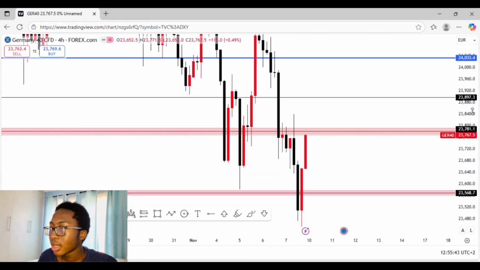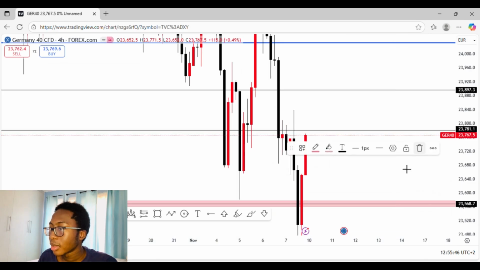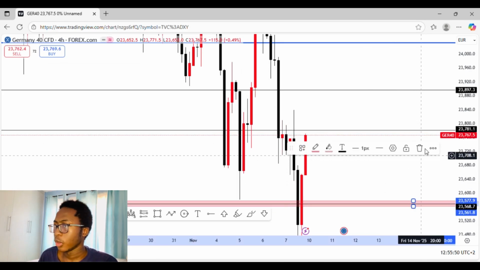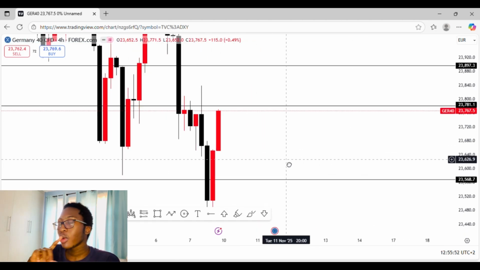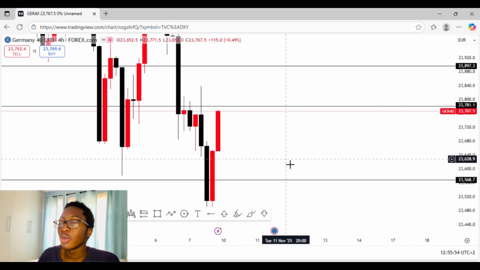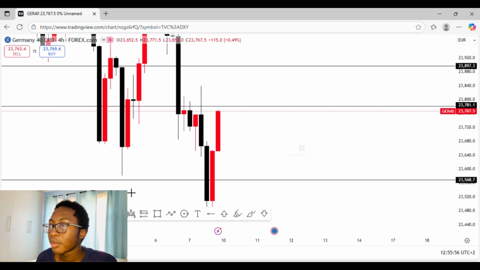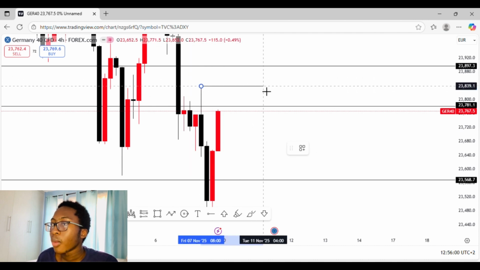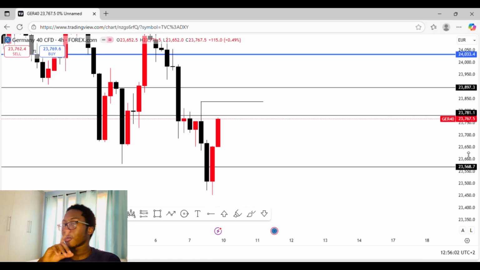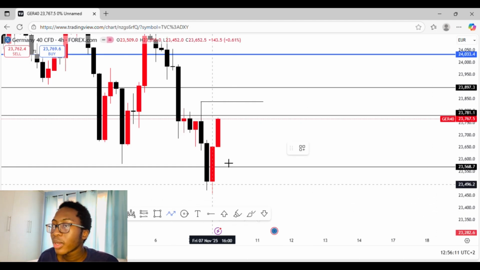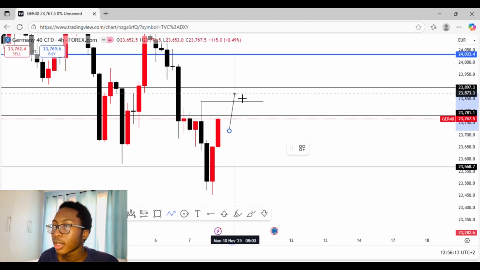But in this case, let me delete these things, they make my chart look ugly. Sorry. In this case, the only way for you to know that we will be starting looking for buys is if the market breaks this high. Once the market breaks this high, guys, you need to know, okay, I need to start looking for my buys. So my advice is simply wait for the market to break that high there.